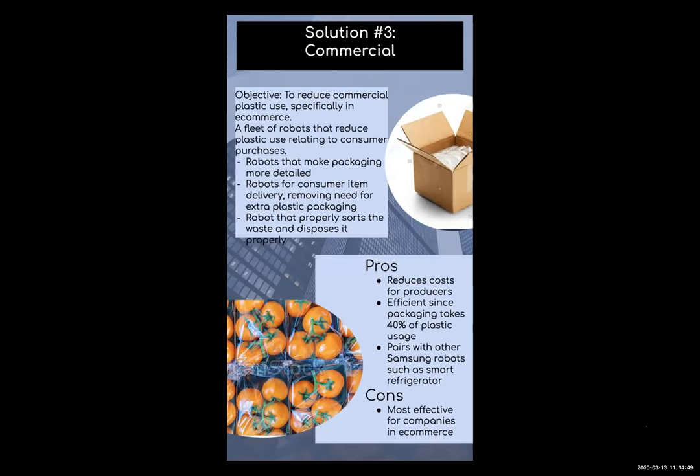Okay, so our third solution focuses more on the commercial aspect. Specifically, we want to create a fleet of robots that can help reduce plastic usage relating to consumer purchases, and more specifically in the packaging area. For example, we want to create a drone that connects to the manufacturer, which can help with delivery, and then a home robot that can pick up those packages so that the delivery is secure enough that we don't need extra plastic packaging anymore. The home robot can also help sort and dispose of the waste properly.